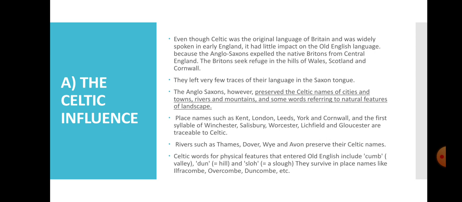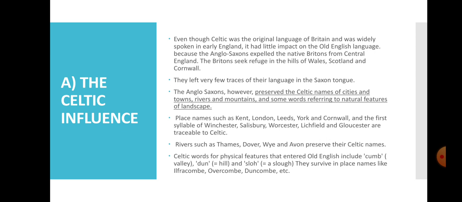Celtic words for physical features that entered Old English include cumb, that means valley, dun, meaning hill, etc. They survive in place names like Ilfracombe, Overcombe, Duncombe, etc. So these are the Celtic words that find their place in the Anglo-Saxon language, the Old English language. The words associated with the names of cities, towns, rivers, mountains and certain features of landscape were retained in the Old English language.